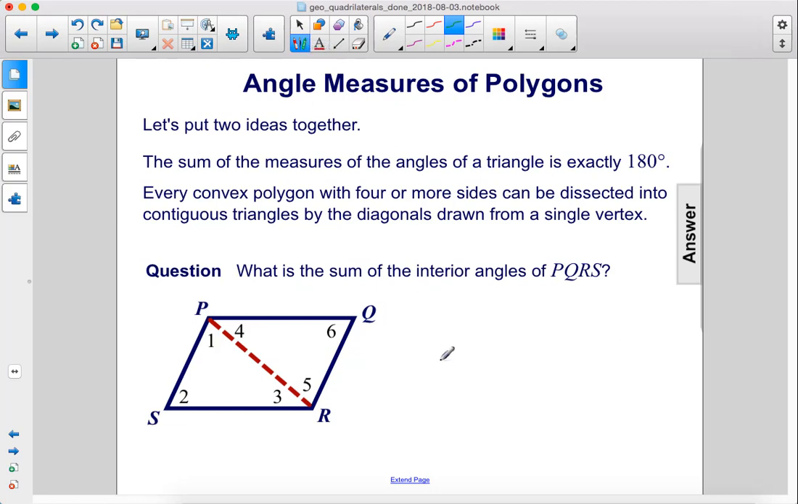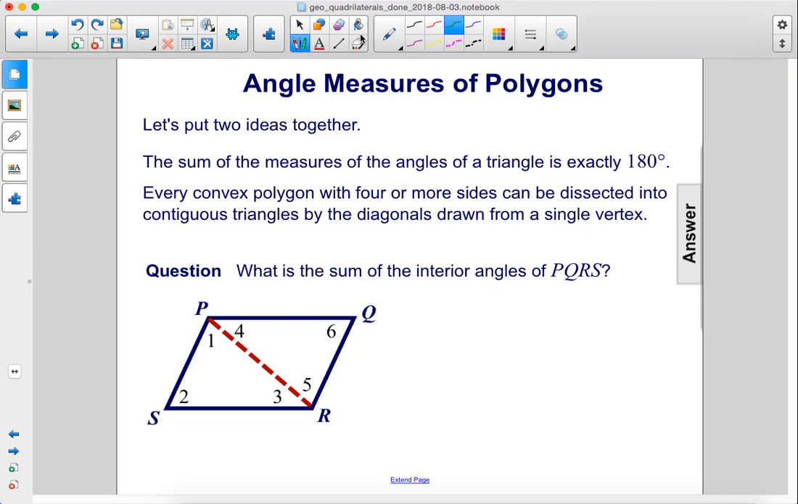Let's put 2 ideas together. The sum of the measures of the angles of a triangle is exactly 180 degrees. Every convex polygon with 4 or more sides can be dissected into contiguous triangles by the diagonals drawn from a single vertex. Question: what is the sum of the interior angles of PQRS?